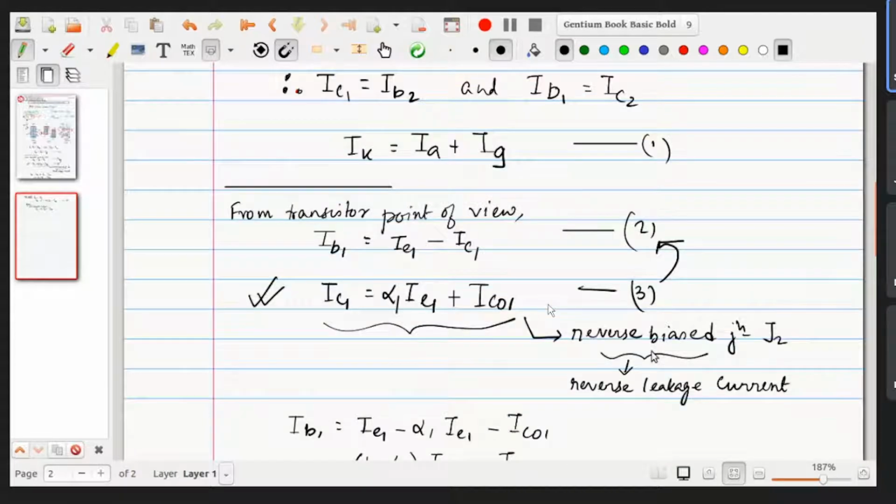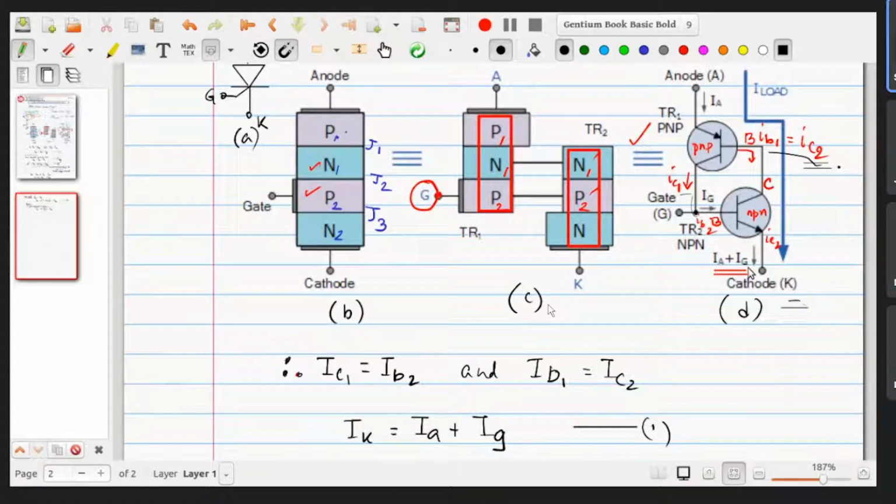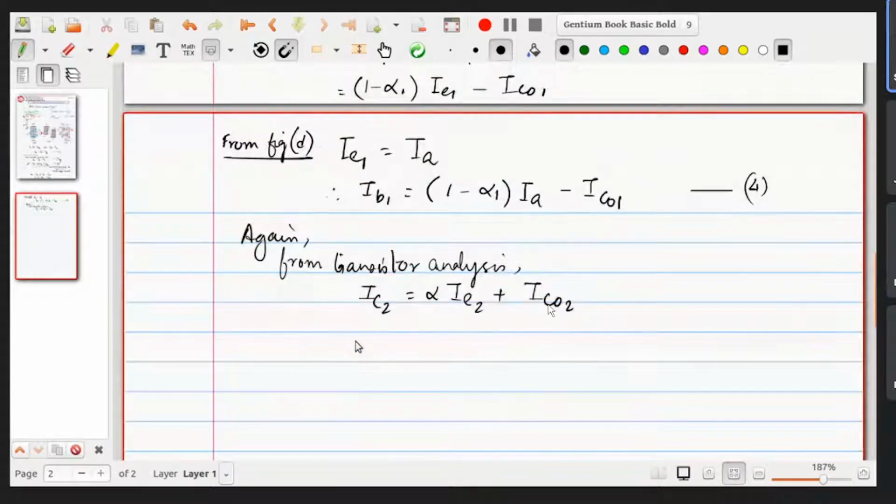And what we observe, that at this point the cathode current that we are considering over here is basically the emitter current of the transistor T2. So emitter current means that our IE2 is basically the cathode current, that is IK. So how can I represent what it will be for IC2? This IC2 we can write as alpha 2, sorry I missed out this 2 over here, alpha 2 IK plus ICO2.